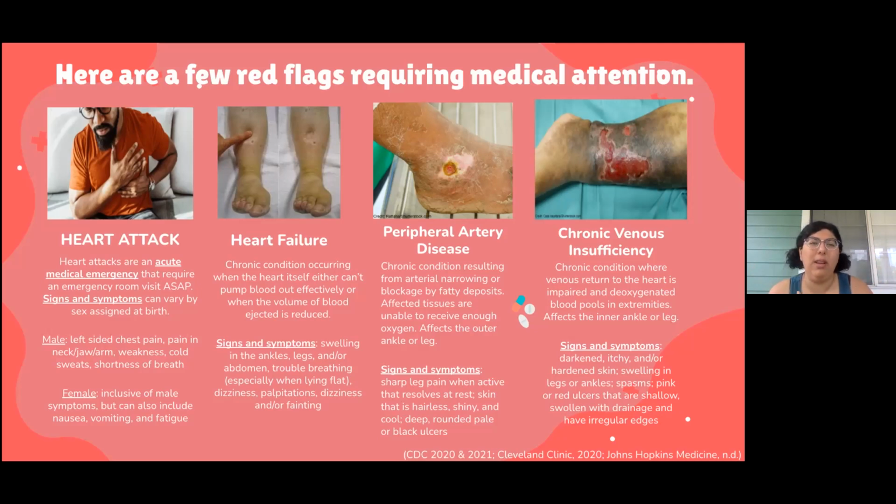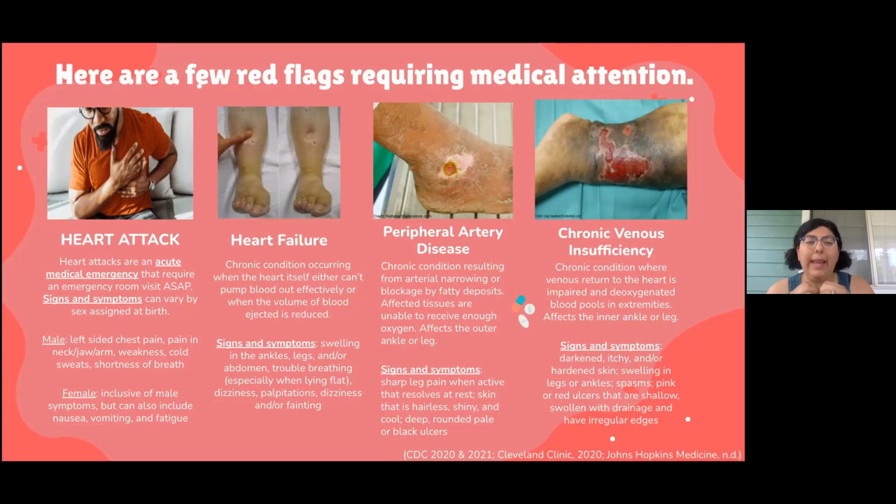So it's really important to know that heart attacks generally don't come out of nowhere. They're part of a progressive process of heart disease. So if someone has any of these risk factors that we talked about in the previous slide, they're more likely to have a heart attack. So just something to keep aware of. For heart failure, it's a chronic condition happening in the heart itself.